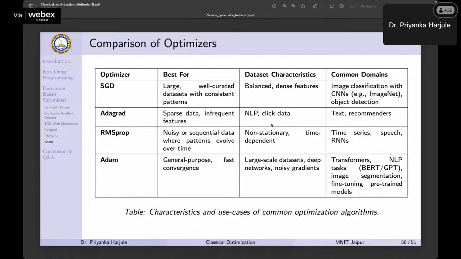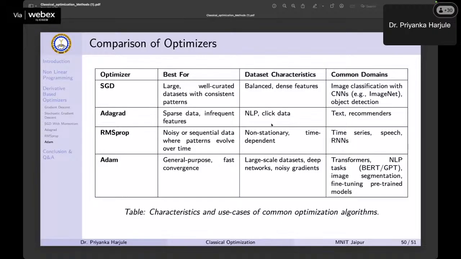SGD is best for large, well-curated data sets, well-behaved gradients with consistent patterns. It is commonly seen in image classification or CNNs, where you can divide into different batches and have very nice features in numeric form and so on. Adagrad is suited for sparse data with infrequent features like that of natural language processing or click data. These are commonly used in text classification, recommendation systems, and sentiment analysis.